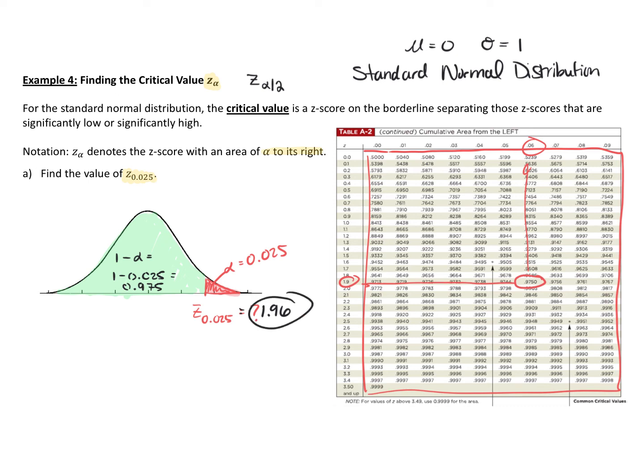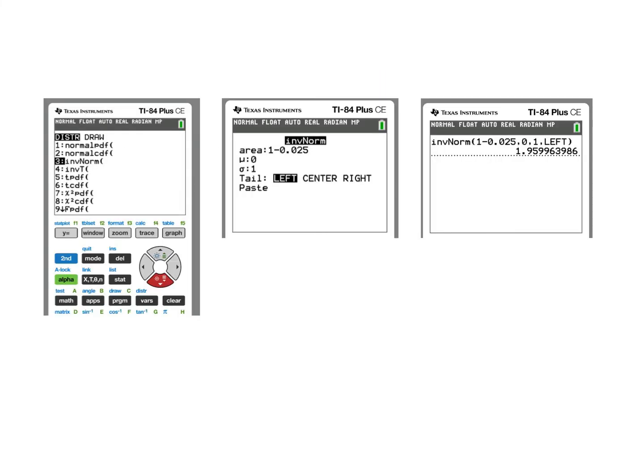Okay, now I'll show you how to do this on the calculator. Because we know the area, you're going to go to second vars, which will take you to the distributions, and you're going to choose option 3, which is inverse norm. Inverse norm is going to ask you to type in the area, and again, the area to the left of that critical value. You can either type in 1 minus 0.025, which is 1 minus alpha, or you can type in 0.975, but your calculator is smart enough to know what 1 minus 0.025 is equal to.